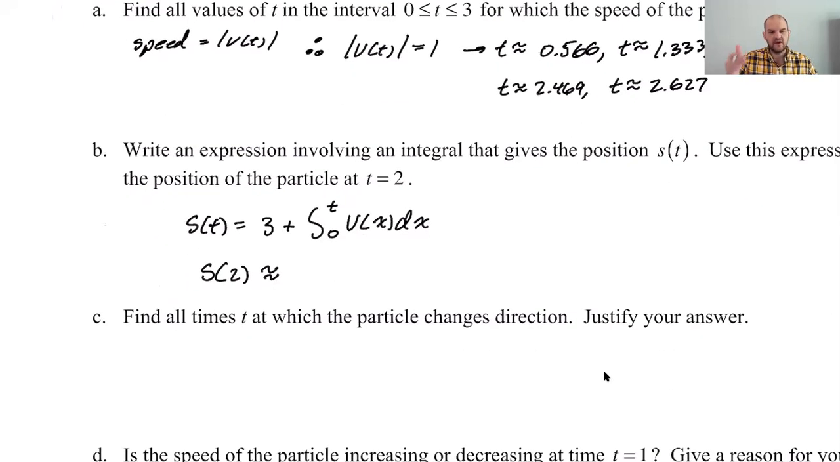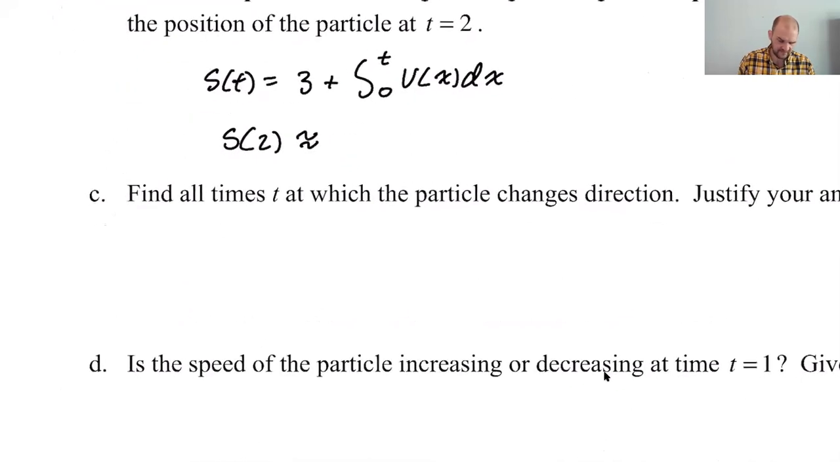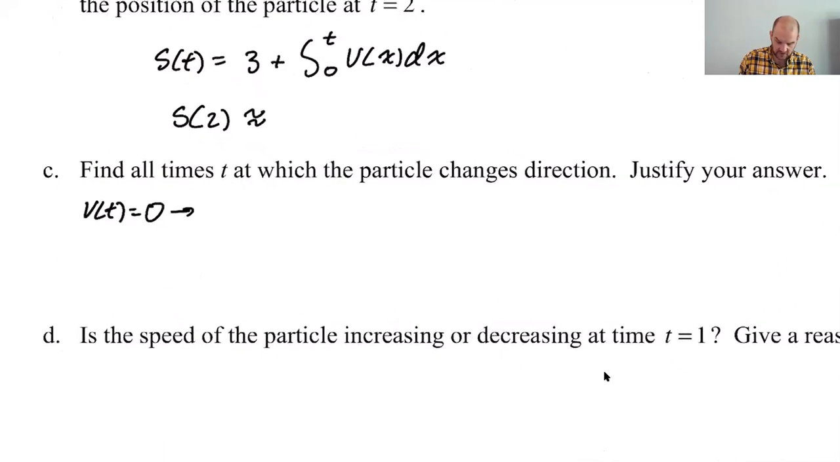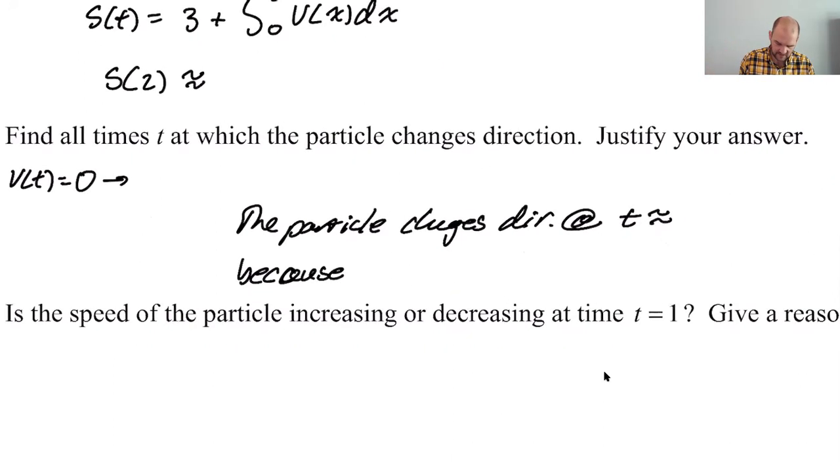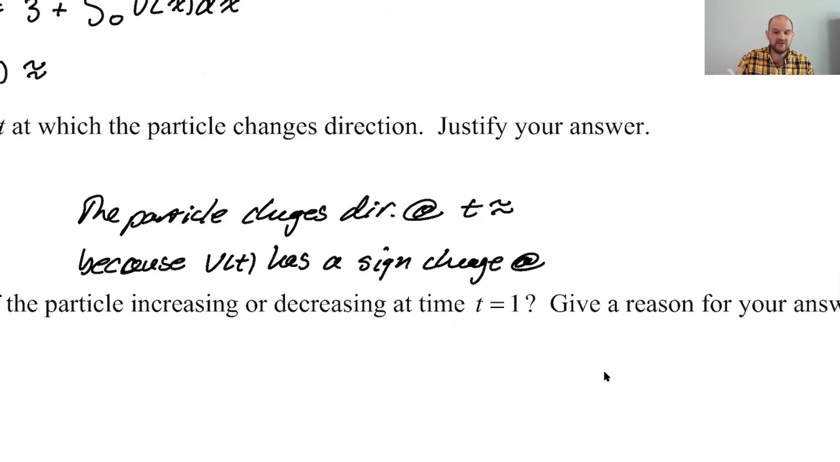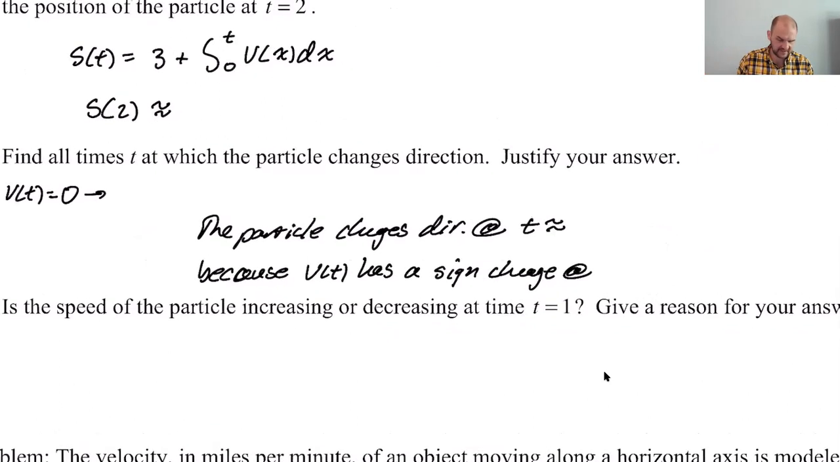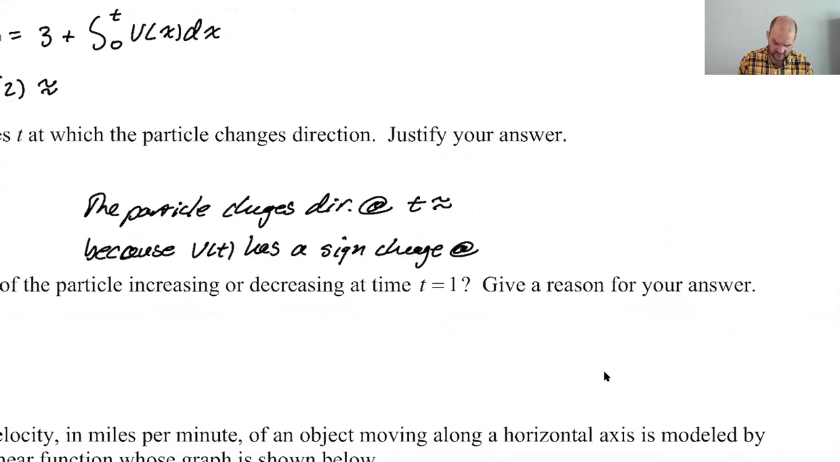I will get that on the calculator, but let's find all times at which the particle changes direction, justify your answer. Okay, so we need to know when v of t equals 0. So we'll get those values. And then I'm going to just start answering. So the particle changes direction at t. And then I'm going to say, because I know that the particle changes direction when velocity changes sign, because v of t has a sign change at those values. I don't know which to write yet, so I'm going to say at those values.